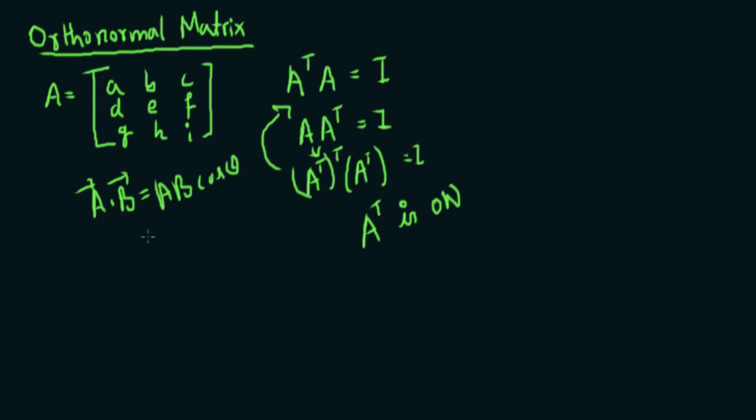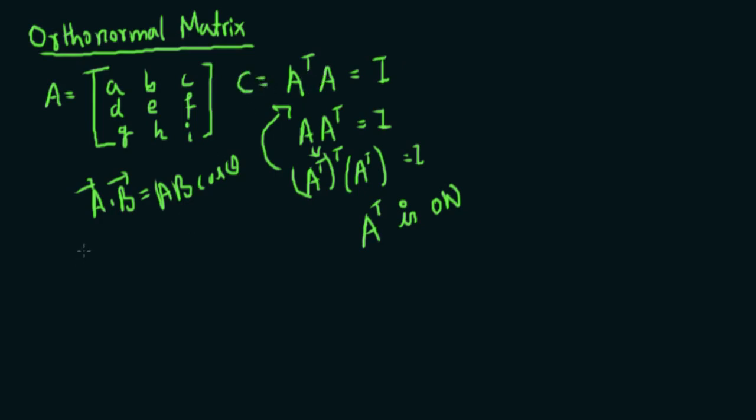Okay, so let's see what it means, right? A transpose A, if you think about it, A transpose A. Okay, so suppose this is my identity matrix. Okay, why do we get the identity matrix? Let's find it out first of all. Okay, so A transpose A, let's call it C.